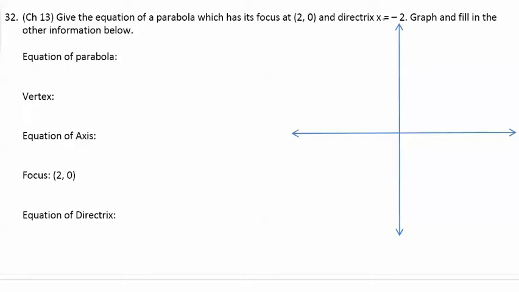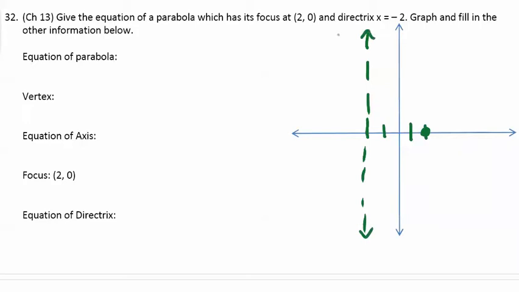We're continuing our final review packet solutions here, starting with question 32. We're going to graph some conic sections. So here in 32, we want to have a parabola that has its focus at (2, 0) and its directrix at x equals -2.